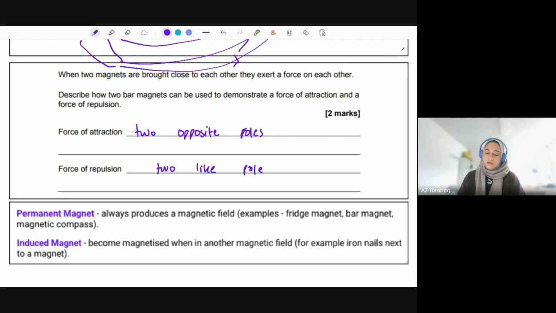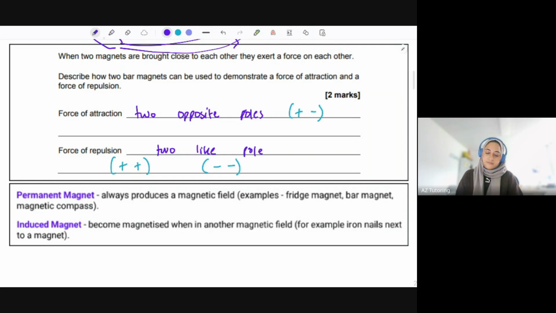You can be particular as well. You can say the forces of repulsion are positive and positive, or negative and negative, and then two opposite, you can say positive and negative, but just make sure you say them as explicit words in your answer. Don't just be really ambiguous with it. A lot of kids just say two opposite, but they don't refer to opposite what exactly. So just make sure you use the word poles.